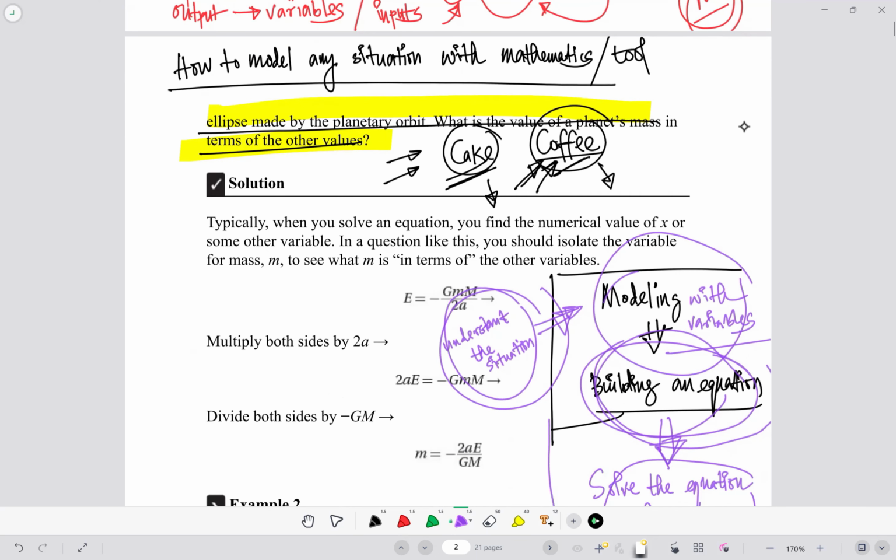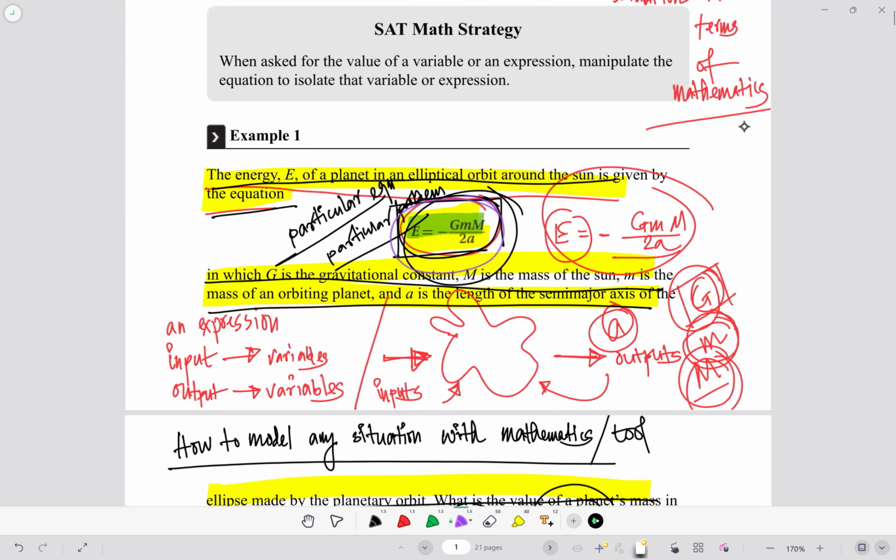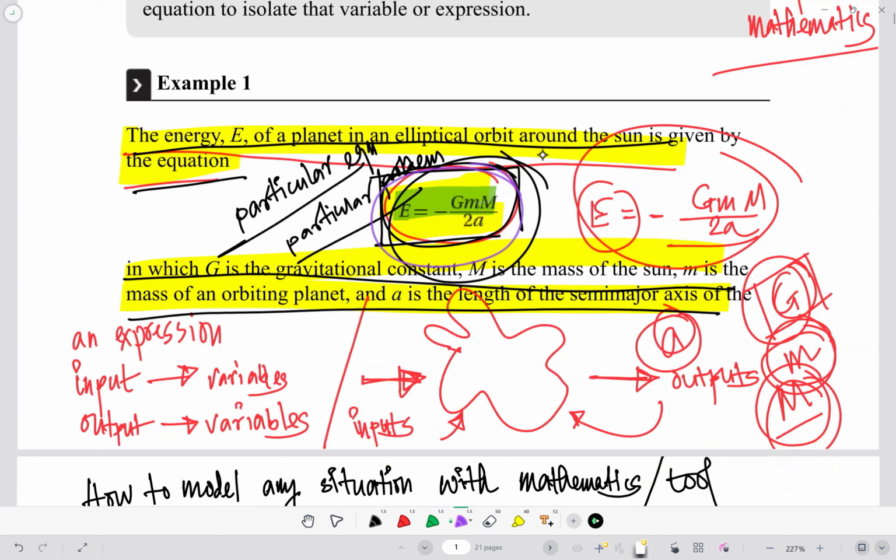Okay. So the first question was the energy E. Can you see it clearly? If you don't see it clearly, then I'm going to erase all the... Oh yeah, I can.